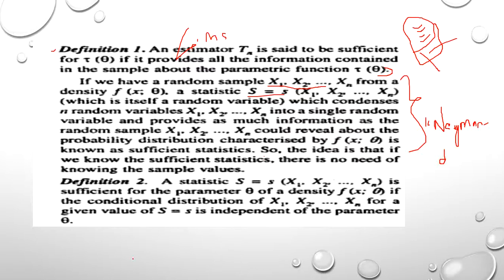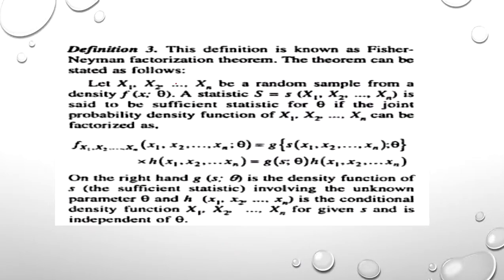Now we can see this second definition. A statistic is sufficient for theta if the conditional distribution, when you find the conditional distribution like the probability of X equal to x given T equal to the sample, is independent of theta. Then we can say that it is a sufficient statistic, otherwise we can say that it is not a sufficient statistic. This is definition 3.